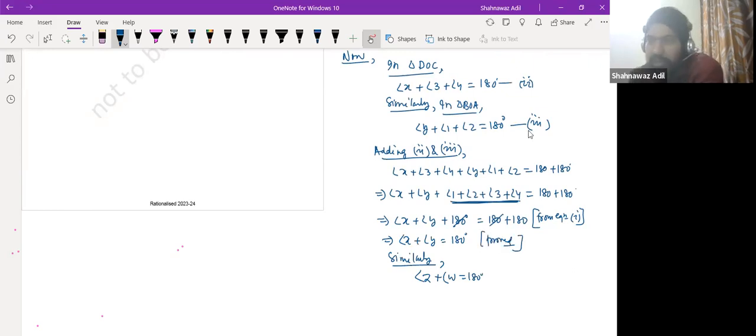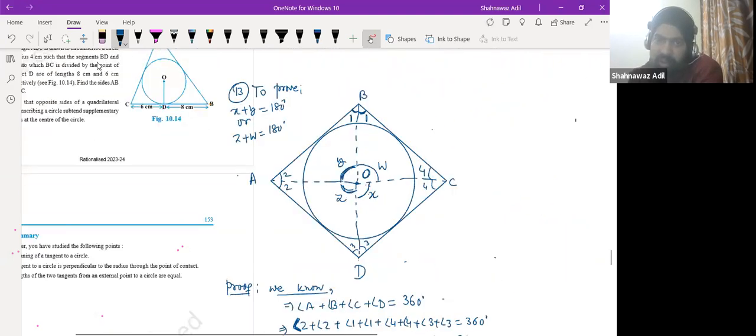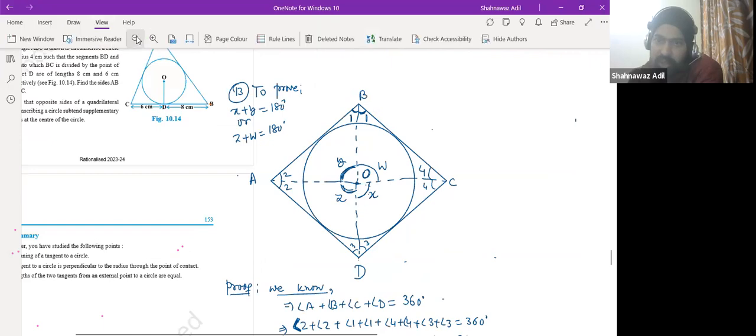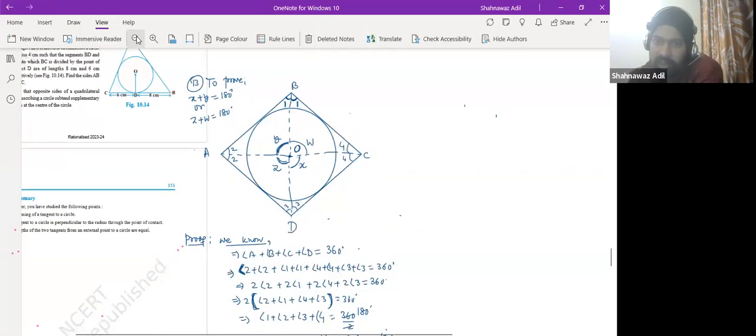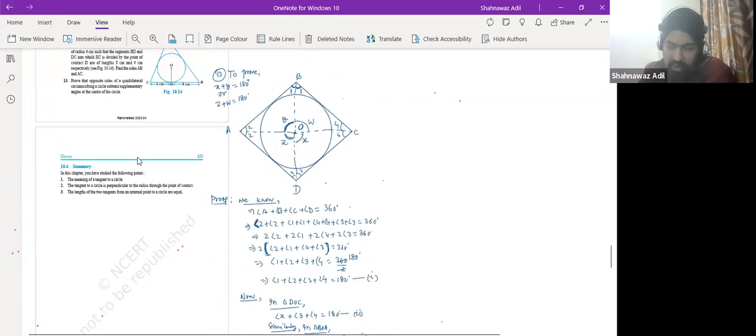Is it clear to you? Yes, yes. Then please note down this part, and then you will start the area related to circles.